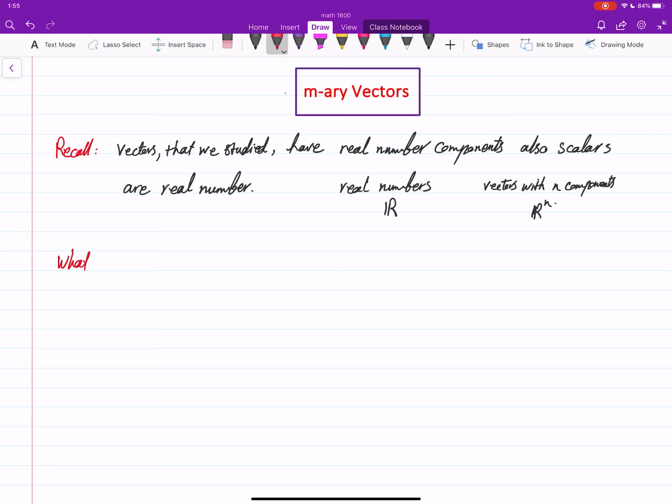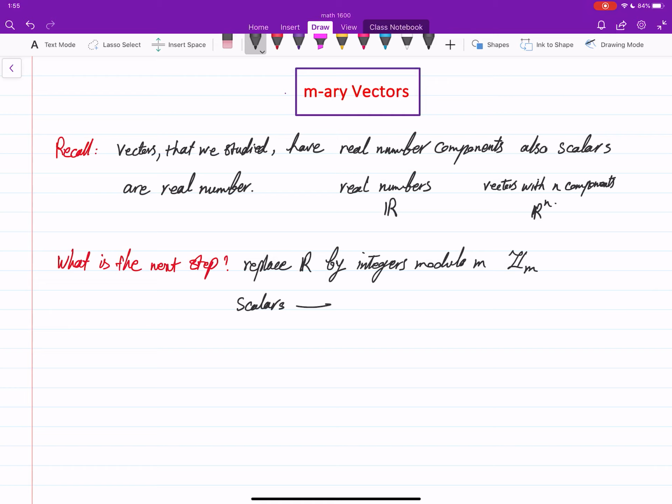So what is the next step? The next step is to replace R by integers modulo m, which we denoted by Zm. Then we will have vectors whose components are in Zm, so it means that scalars will be elements from Zm. Remember, Zm consists of 0, 1, 2, up to m minus 1. And components of the vectors are again from Zm.